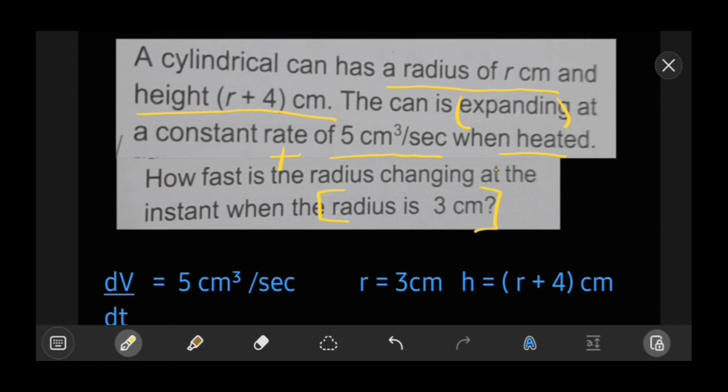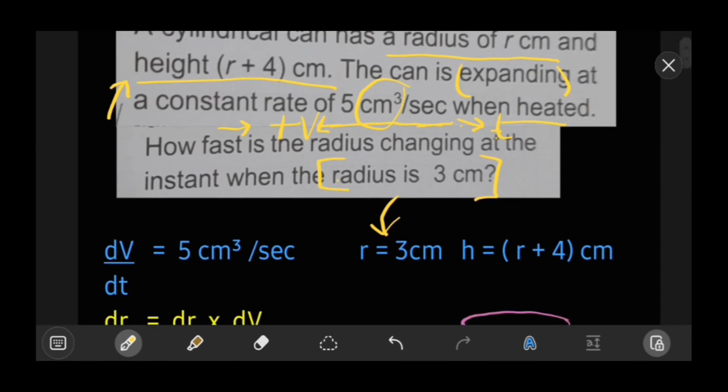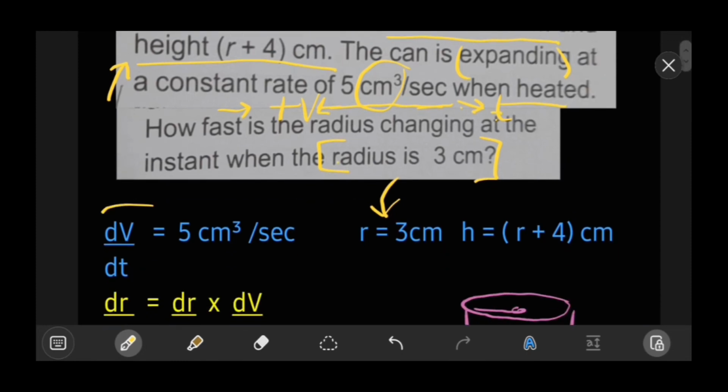First and foremost, we need to take out all the information given from the question. So from here, we know that the question asks us if the radius is 3 centimeter. The height is r plus 4 centimeter, and from the constant rate, the unit is centimeter cube per second, which means centimeter cube is a volume and the second is for time. Thus, the equation is dV over dt equals 5 centimeter cube per second.